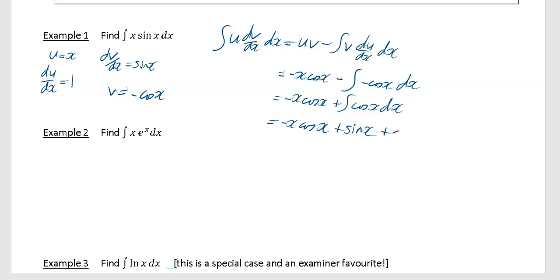And remember your constant of integration, and that's it. So what we have got, we find if we integrate x sine x, you get minus x cos x plus sine x plus c, and that's it.